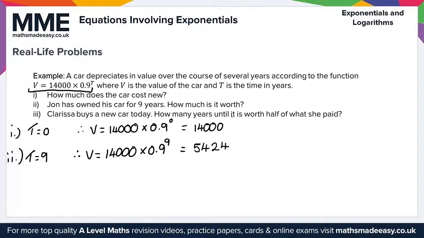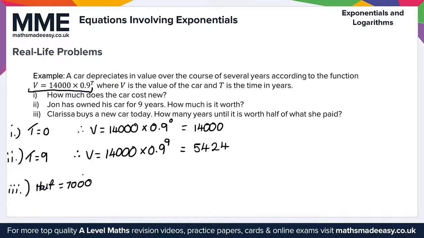And finally then, the third part here, we're told Clarissa buys a new car today. How many years until it is worth half of what she paid? So, this is definitely the trickiest part of this example. The first thing to note here is the new cost of the car, and we established that in part 1 here, okay? So the new price, or the new value here, is 14,000. So in that case, what we're looking for is half of that value. So half of 14,000 is 7,000. So half here is equal to 7,000. So that's the first thing we need to know here.